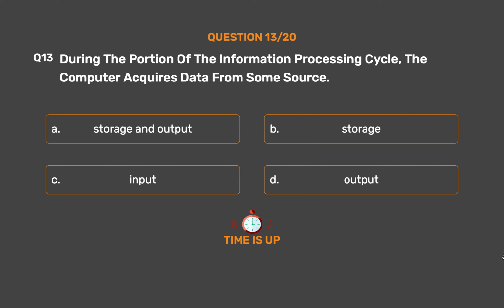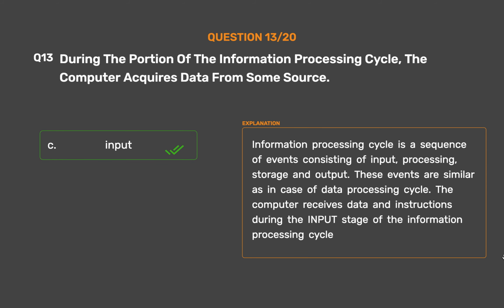The correct answer is option C. Input. Information processing cycle is a sequence of events consisting of input, processing, storage and output. These events are similar as in case of data processing cycle. The computer receives data and instructions during the input stage of the information processing cycle.